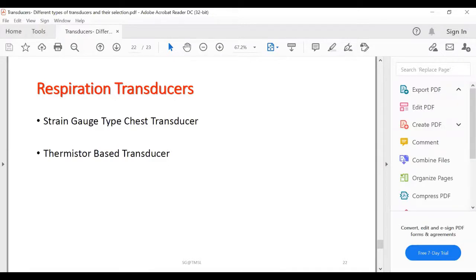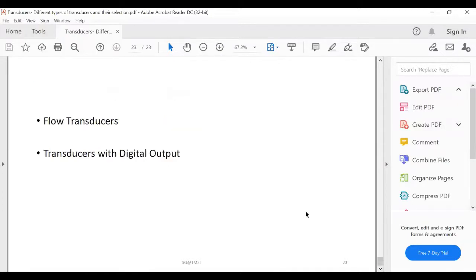Flow transducers are also available, and transducers with digital output are also available. In the case of flow transducers, the flow rate of different fluids or gases can be measured, and different methods are available. This will be discussed later in a later chapter. And transducers with digital output are also there.